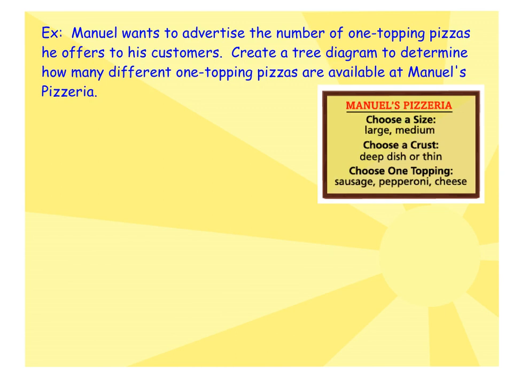Let's try another interpretation. It says Manuel wants to advertise the number of one-topping pizzas he offers to his customers. Create a tree diagram to determine how many different one-topping pizzas are available at Manuel's Pizzeria. So a tree diagram is ultimately going to be like that fundamental counting principle.